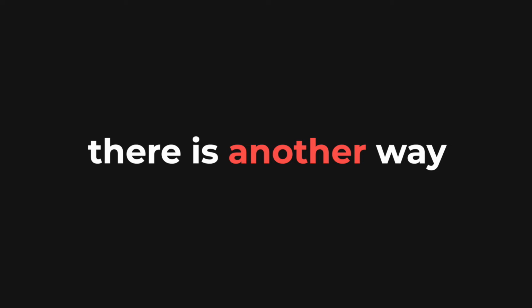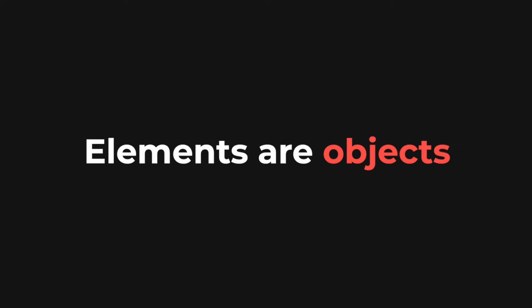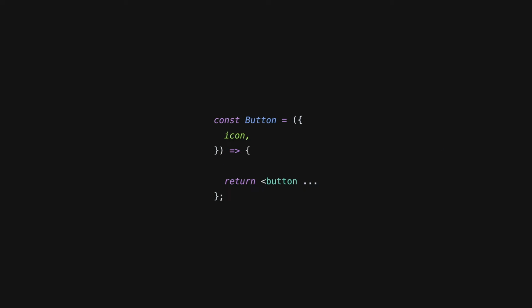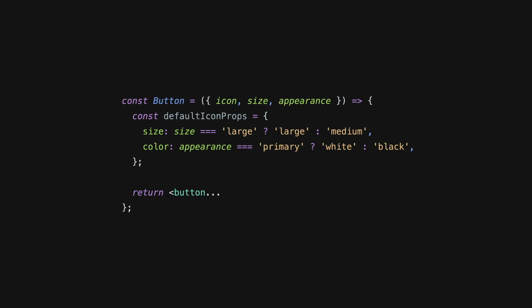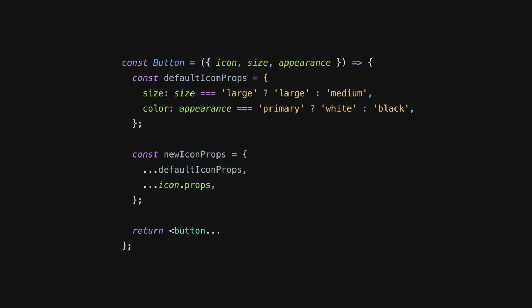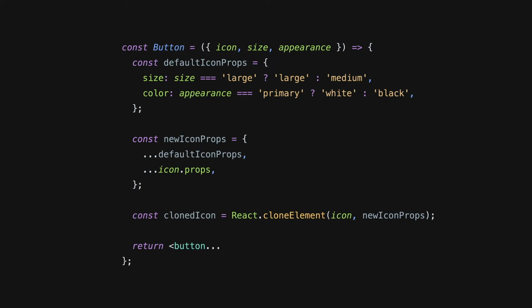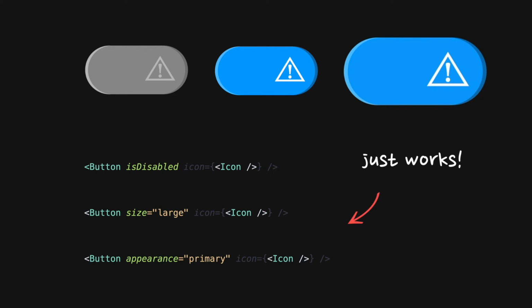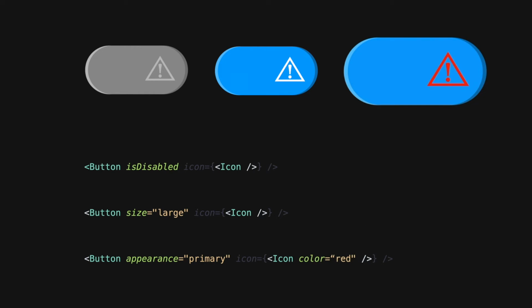Luckily, there is another solution. Remember that those elements are just objects? We can use React's cloneElement function to clone those objects and mess with the props inside. We can create a default prop object for the icon that is configured based on the button props, merge it with the existing icon's props that are passed by the component that renders it, assign it to the cloned icon, and finally render that cloned icon where the original icon was supposed to go. Now all of our button with icon examples are reduced to this. Clean icon, nothing to remember, but everything just works. Magic. And if we really need to override those props, we still can do that.